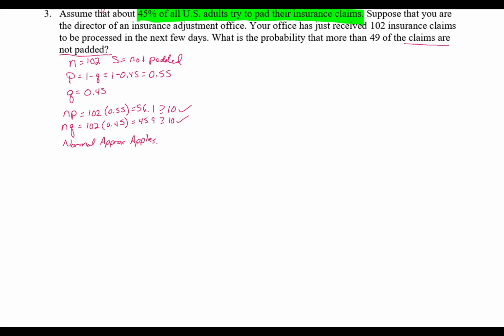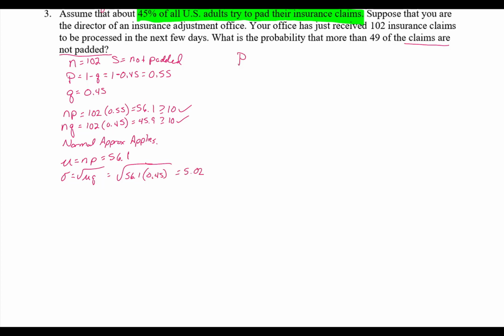Next, find our mean and standard deviation. Our mean, N times P, we get that for free, so that's going to be 56.1. And then our standard deviation, square root of NPQ, or square root of N times P times Q. So that's going to be the square root of 56.1 times our Q value of 0.45. And so we get a standard deviation of 5.02.